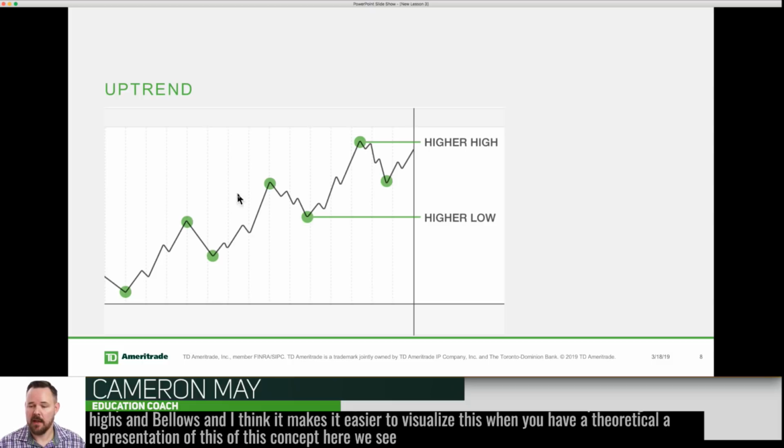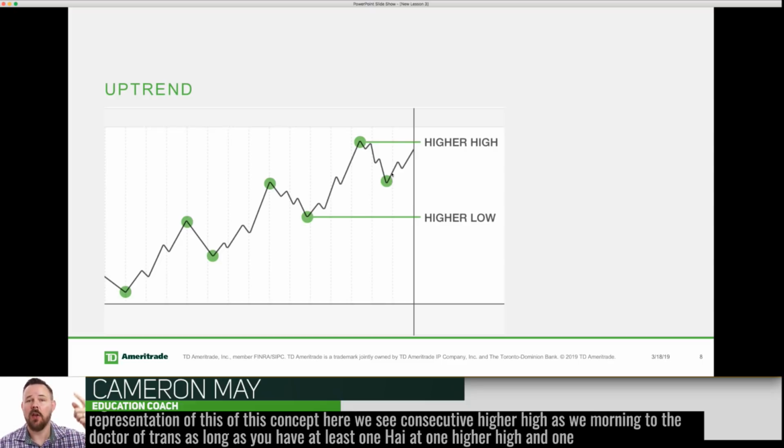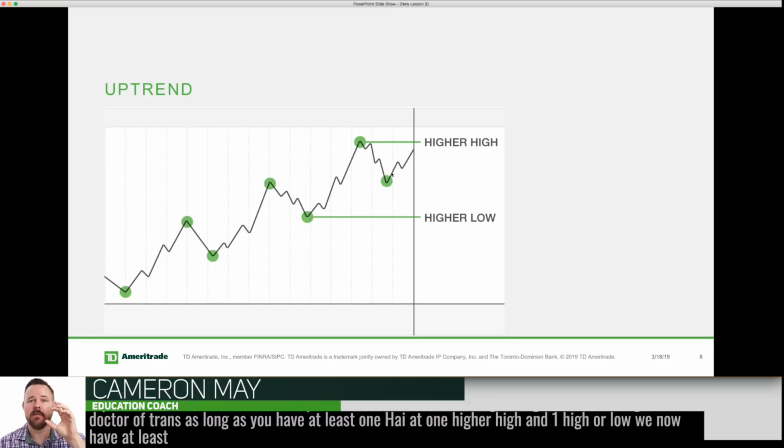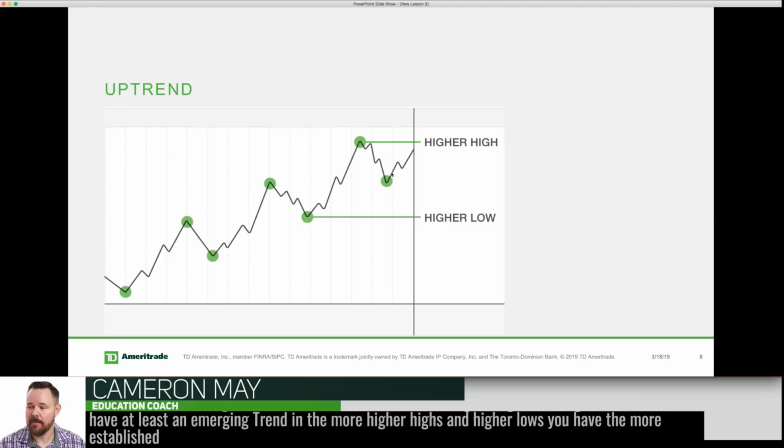Here we see consecutive higher highs. We have consecutive higher lows. And according to the Dow theory of trends, as long as you have at least one higher high and one higher low, we now have at least an emerging trend. And the more higher highs and higher lows you have, the more established the trend. So let's go get a real example of this in today's markets.